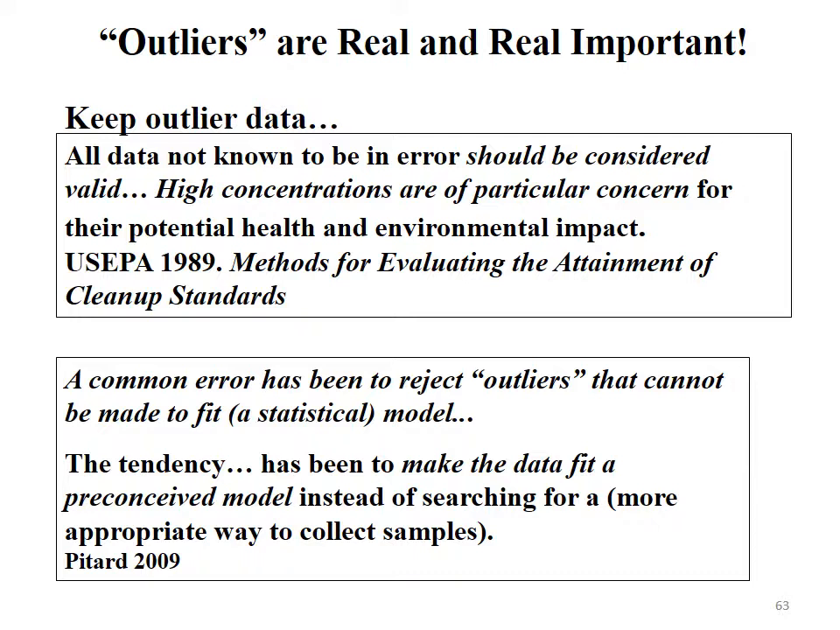It's real data. Look back at some of the original guidance. The different groups preparing this guidance knew this. The 1989 guidance, Methods for Evaluating the Attainment of Cleanup Standards, says all data not known to be an error should be considered valid. High concentrations are a particular concern for their potential health and environmental impact. So again, you can't exclude outlier data. And Petard, in his 2009 paper, says a common error in the environmental industry has been to reject outlier data that cannot be made to fit a statistical model.